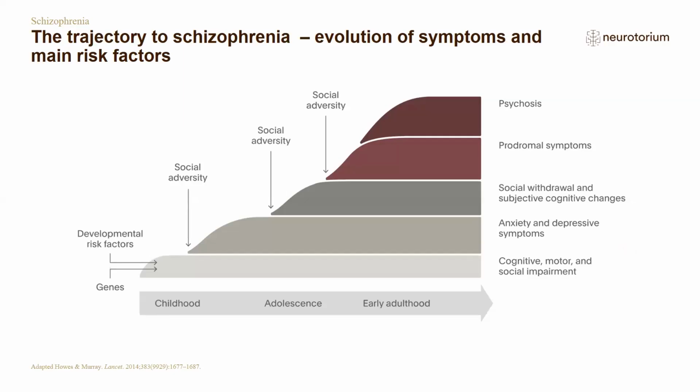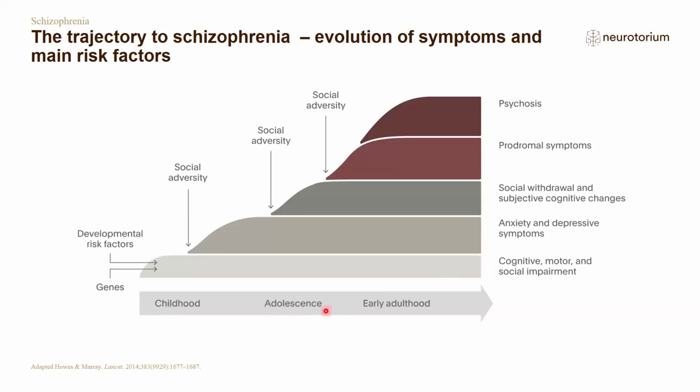So we begin with genetic and developmental risk factors right from childhood, and these form the biological foundation. So certain genes and early neurodevelopmental issues make some individuals more vulnerable or at a higher risk of developing schizophrenia. But as we move to adolescence, as a child grows, they experience social adversity such as trauma, isolation, family stress, the challenges that come with adolescence. And this compounds the vulnerability. So here we start seeing what I'm pointing at here. That is subtle cognitive, motor, and social difficulties.